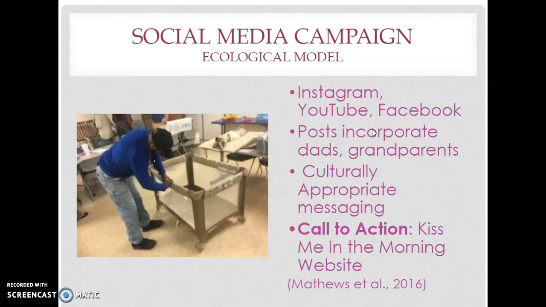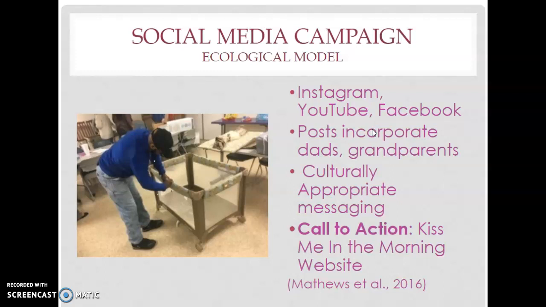All messages will be culturally appropriate. For instance, according to one study by Matthews, health messages promoting safe sleep practices as a way to prevent suffocation from bed sharing may resonate more with African American families than messages promoting the same practices as a strategy to reduce the risk of SIDS. Additionally, the messages will be game-based versus fear-based.